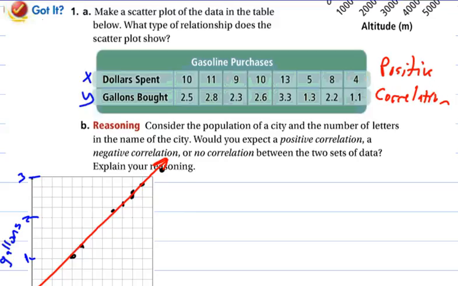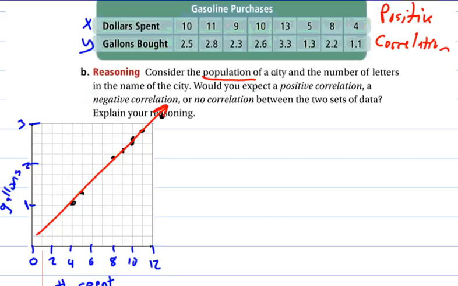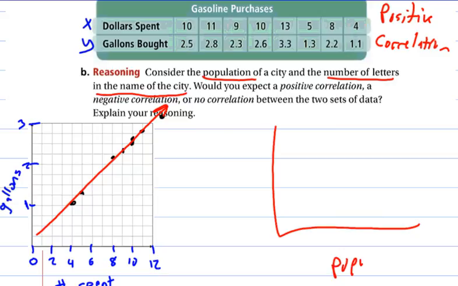Now, the question here says, consider the population of a city and the number of letters in the name of the city. Would you expect a positive correlation, a negative correlation, or no correlation between the two sets of data? Explain your reasoning. So the two things we're talking about here are population and the number of letters in the name of the city. So if we were to make this graph here, we're saying as the population goes up, does the number of letters in the name go up?